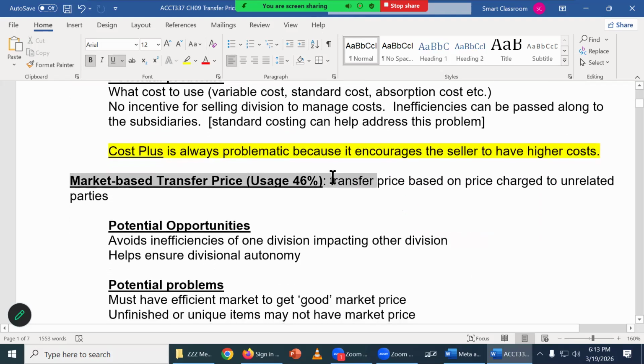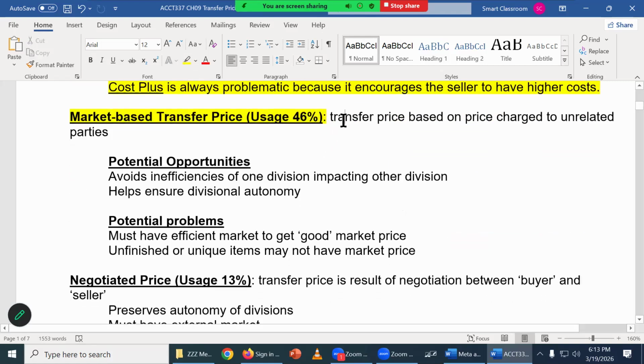Market-based pricing. If there's a market, the idea is that you use it. If there is a market, it really helps make everything fair, because you can actually document what the prices are, what they're selling for, if there's an active market in it. It also helps keep everything at arm's length. A lot of companies will do market-based pricing.